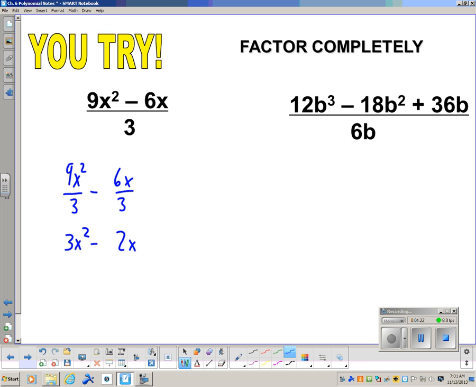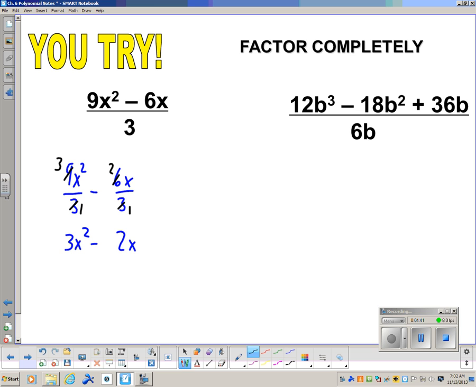The other way you can look at that is to think up here, reducing down your fraction here. 3 goes into 3 here once, 3 goes into 9 here 3 times. 3 goes into 6 here 2 times, 3 goes into 3 here once. So I don't need to put the 1s there at the bottom since they're all gone. So we get 3x squared minus 2x.